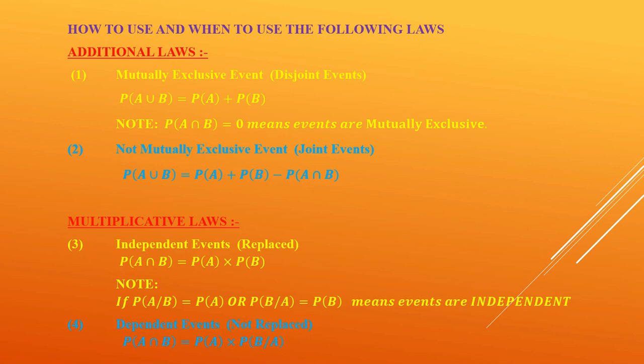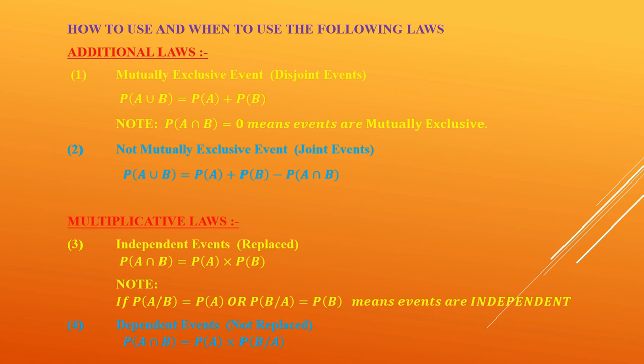Suppose we have two events A and B. They are said to be mutually exclusive if they cannot occur together. For example, draw a card and find the probability that the card is a king or a queen. In this example, nothing is common. It means the events are mutually exclusive.